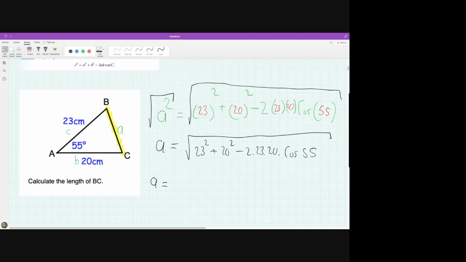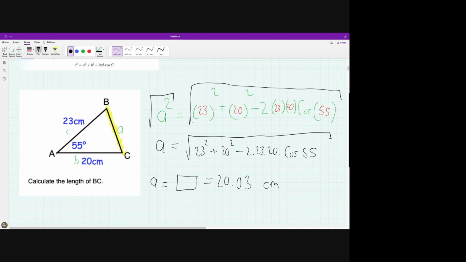And then, if you plug all these values in your calculator, what are you getting for the length of side a? I'll do it with you. So square root of 23 squared plus 20 squared minus 2 times 23 times 20 times cos of 55. Okay, so I get 20.03 centimeters.